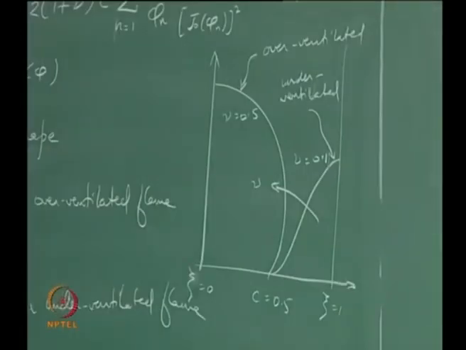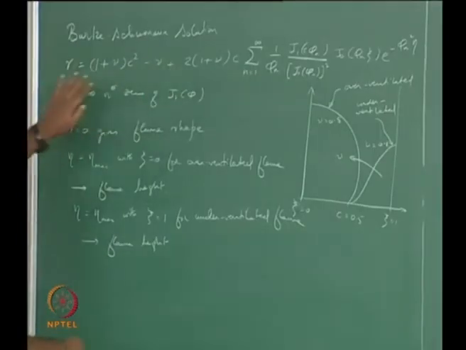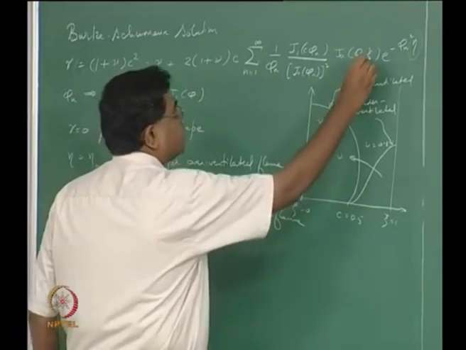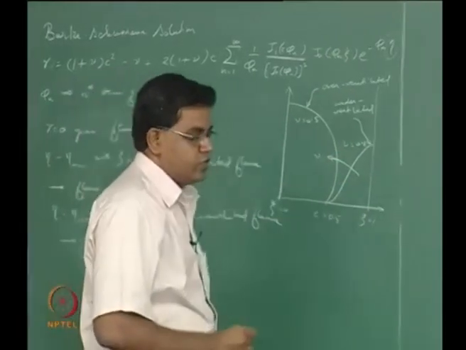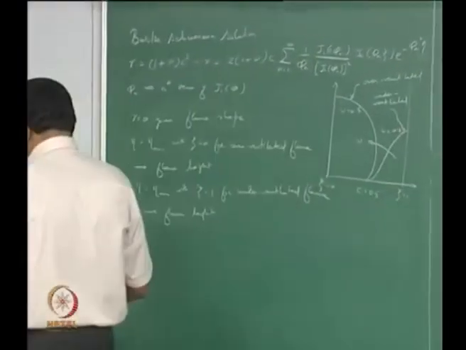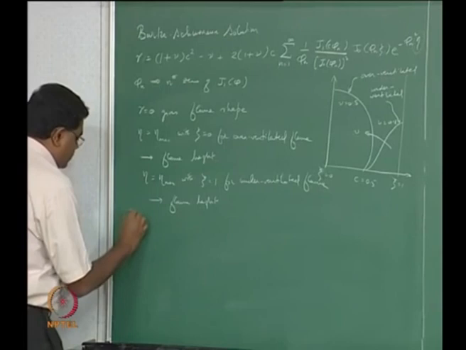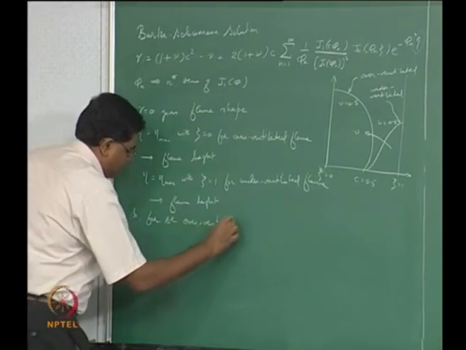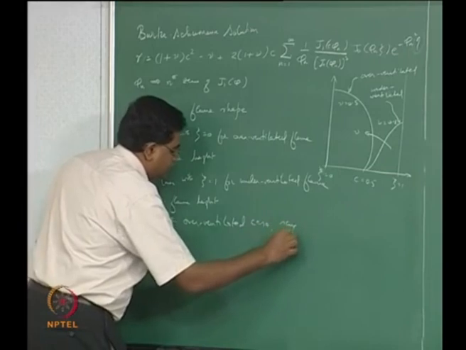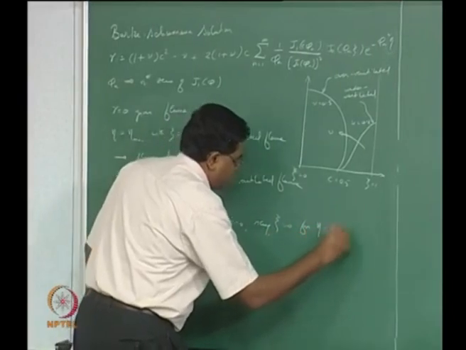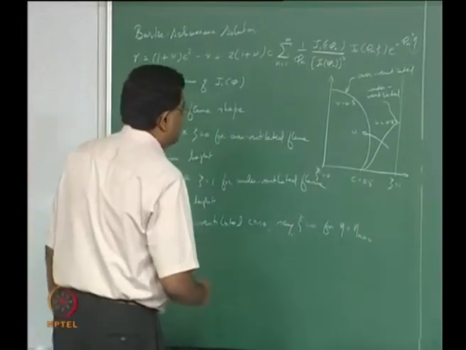So, depending upon whether it is underventilated or overventilated, you need to evaluate this expression setting gamma equal to 0 for the eta, all right. Now, plugging in psi equal to either 0 or 1, with this, you can get the flame shape. So, let us do this for at least one of those. So, for the overventilated case, say psi equal to 0, eta max, that is the height of the flame. So you can now plug this in here.